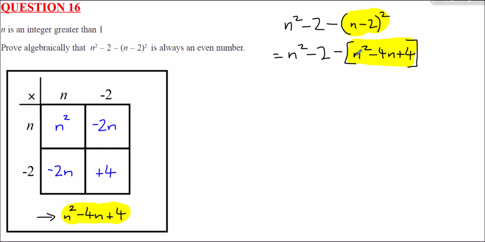So we're minusing away all of this. It might help you to think of this as a bracket we're going to be expanding. If you want to, you can think of it as being minus 1 lots of all of this in brackets. But now, as long as we're careful, we can begin to neaten this up.